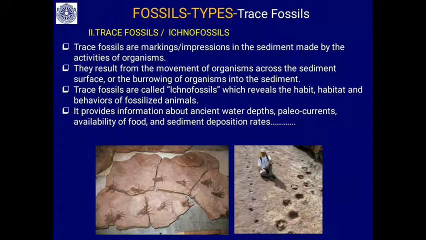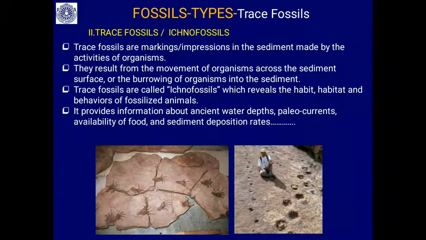Then trace fossils. So far you have studied body fossils. Trace fossils are the traces of the organisms that lived, those get fossilized. They are also called ichnofossils. Trace fossils are the markings or impressions in the sediments made by the activities of the organisms or the organism itself. They result from the movement of the organisms across the sediment surface, that is, you can see the footprints fossilized immediately and remained in the sediment. So that is what they are called, trace fossils.